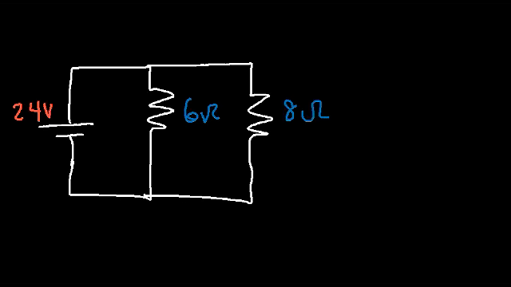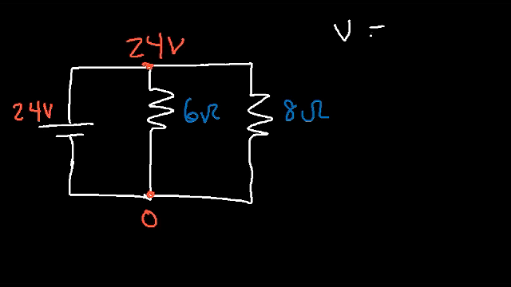Now how can we calculate the current that flows through each resistor? What you need to know is that the voltage across 2 resistors connected in parallel is the same. In this case, 24 volts. Both resistors are connected across the same battery. So if the potential at the bottom is 0, at the top is 24.